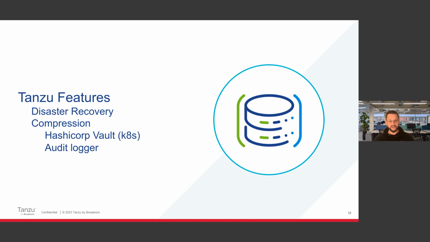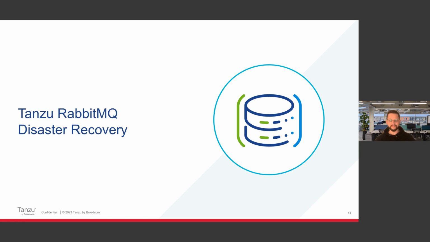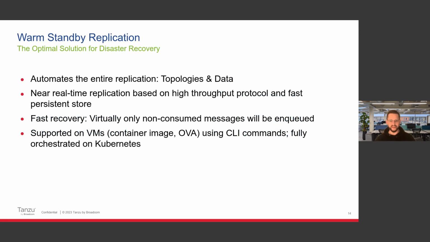So we're going to go into some of the specific Tanzu RabbitMQ features now. We're going to cover disaster recovery. We're going to cover compression. There's a HashiCorp Vault integration and the new audit logger. So we're going to cover those now. Let's cover disaster recovery first.